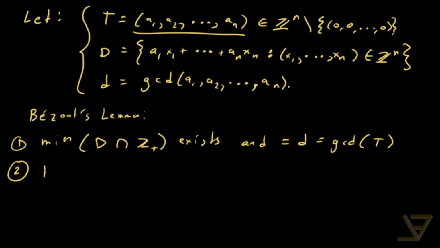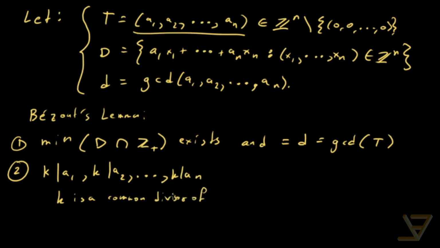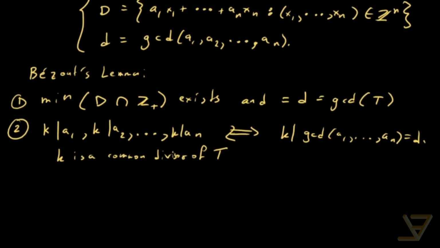Secondly, if we have an integer k such that k divides a1, k divides a2, all the way through to k divides an, so k is a common divisor of t, this is true if and only if k divides GCD of a1 all the way through to an, which is equal to d. So there is a one-to-one correspondence between common divisors of t and the divisors of the greatest common divisor of t.